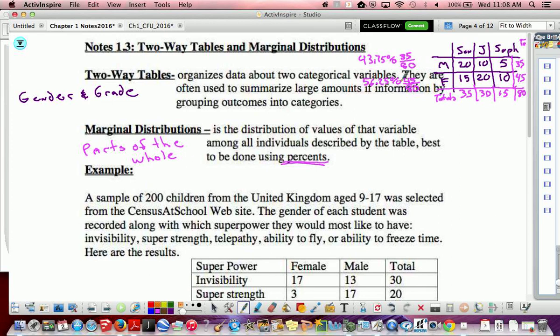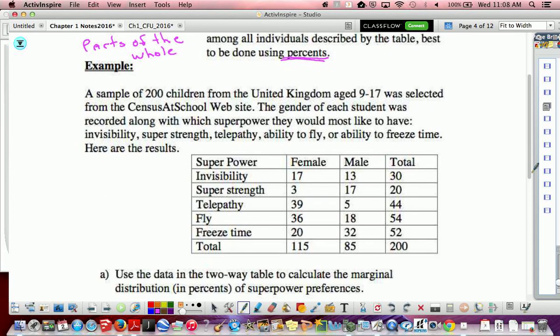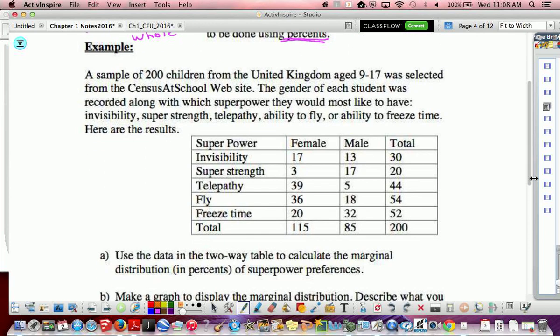So to give you more practice and so that you can see this a little bit better, here's our example that we're going to use throughout our problem today. It says here, a sample of 200 children from the United Kingdom, ages 9 through 17, was selected from a Census at School website. The gender of each student was recorded along with which superpower they would most like to have. Invisibility, super strength, telepathy, ability to fly, or ability to freeze time. Here are the results below.